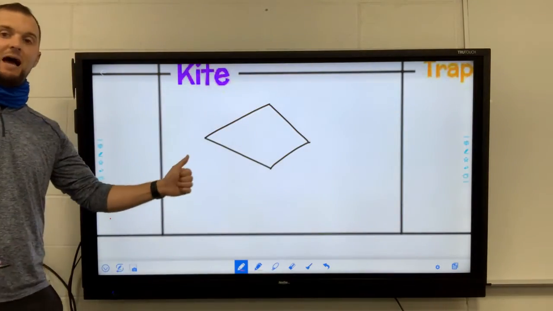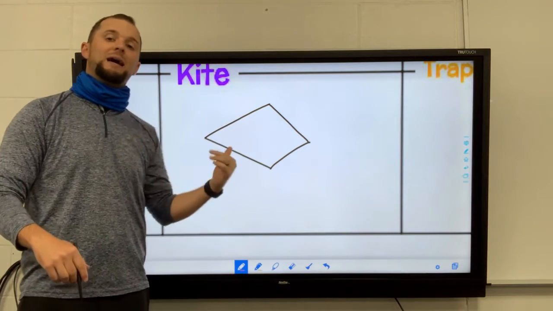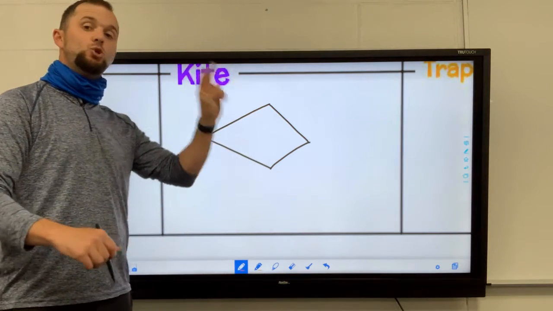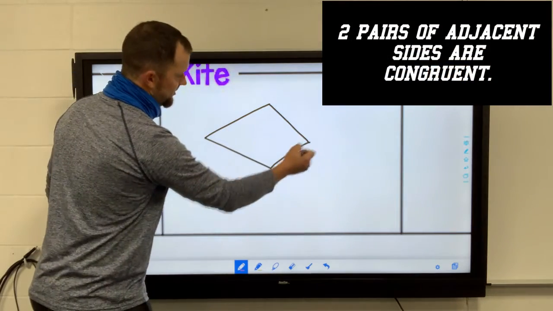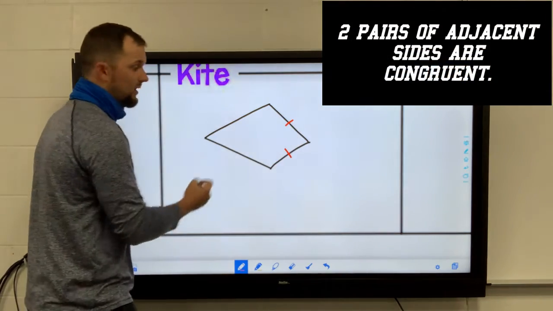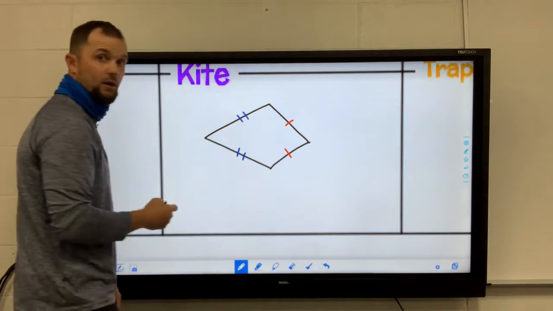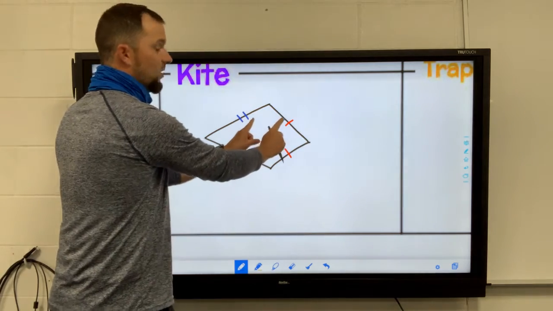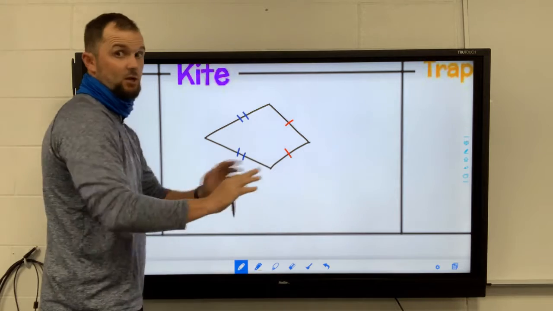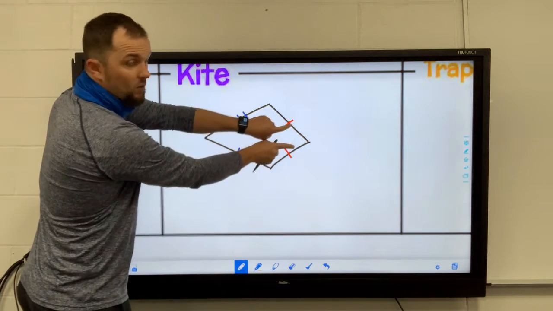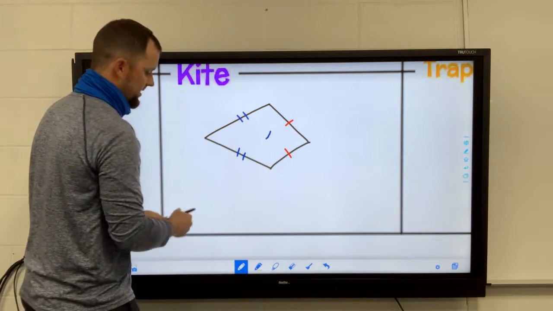All right, guys, looking at a kite, it looks like a kite that you would fly. How you can recognize a kite is that two pairs of adjacent sides are congruent to each other. So these two smaller legs are congruent to each other, and these two longer legs are congruent to each other, okay? But the ones next to each other right here are not congruent. If these two lines were congruent with these two lines, it couldn't be a kite. So I have to have one pair congruent and a separate pair congruent that are adjacent to each other, and that makes a kite, okay?